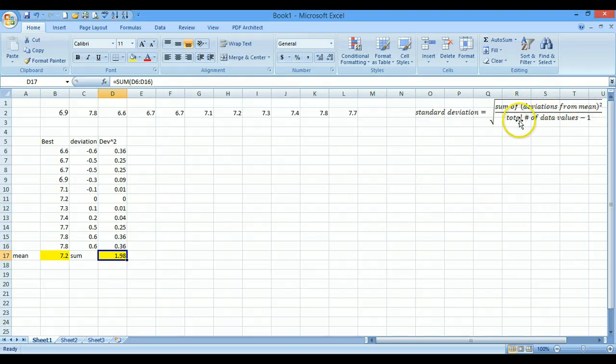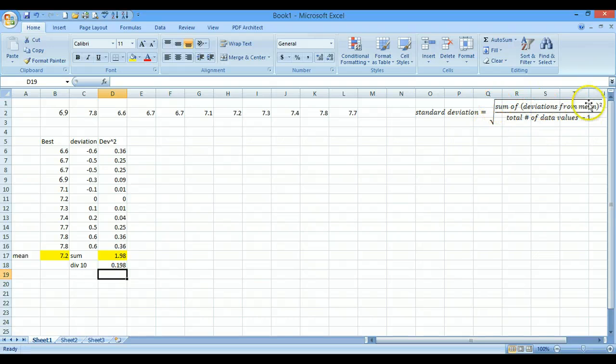Now I need to divide that by the total number of data values, subtract 1. So this is going to be divided by 10. Oops, I need to press my numlock. Divide by 10, and equals this value divided by 10. There we go. And so now I've done this inside portion.